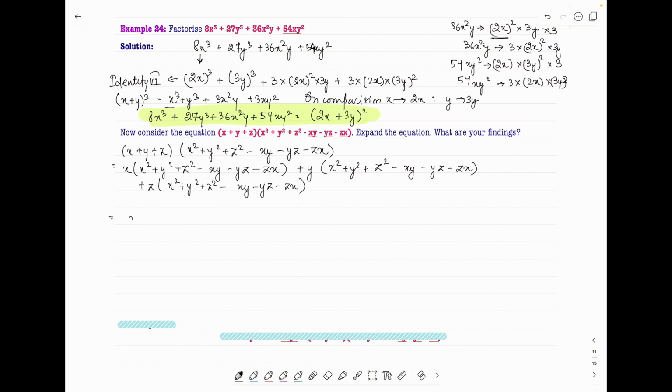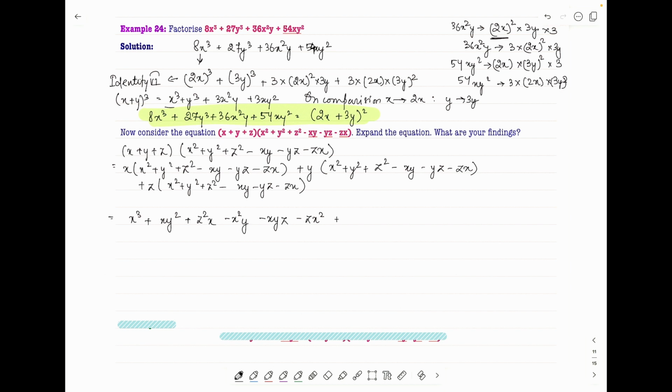Now I am going to multiply all the terms. x into x square is x cube. Then x into y square is xy square. x into z square is z square x. Minus x into xy is minus x square y. Then x into minus yz is minus xyz. Then x into minus zx is minus zx square. This gives six terms.